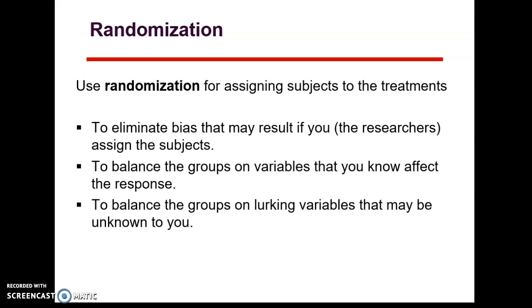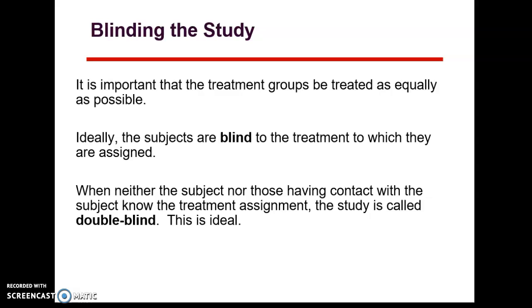Randomization, we eliminate bias. We try to balance the groups on variables that affect the response. We try to balance a group on lurking variables that may be unknown to you. Let's stop and have an example of that.